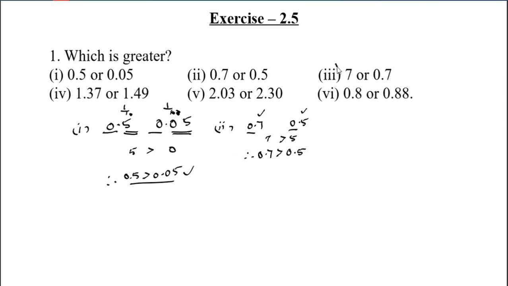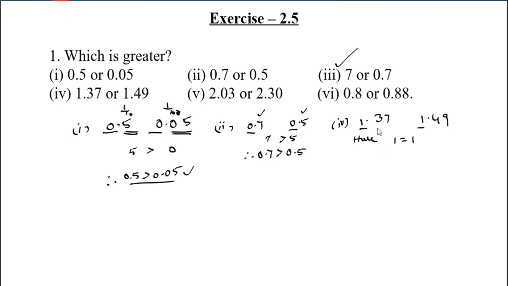So the third one, try yourself. This is homework. Let me do the fourth one. What is the fourth one? 1.37 and 1.49. The third one is the same as this one. Here what are the digits in the whole part? 1. 1 is equal to 1. We cannot say which one is greater.